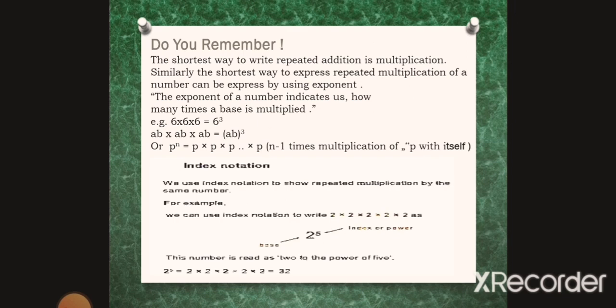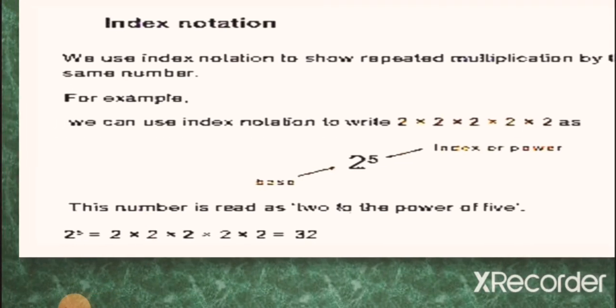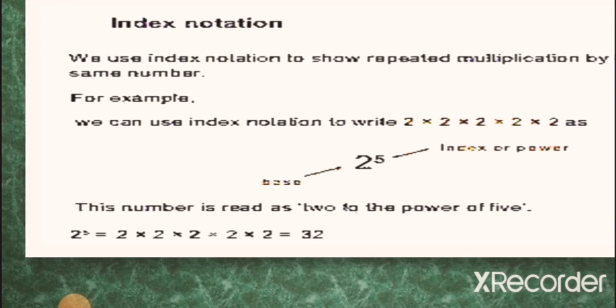Now let's recap. I hope all of you remember this very well, that a repeated multiplication is written in a certain way, and that way is index notation. So if I ask you to write, for example, 2 into 2 into 2 into 2 into 2, what is happening here? A repeated multiplication, and it is a repeated multiplication of 2. So how many times is 2 multiplied? 5 times. Once I express it this way, this 2, the number which was being multiplied, is known as the base, and the number of times it is multiplied is known as the index or power or exponent.